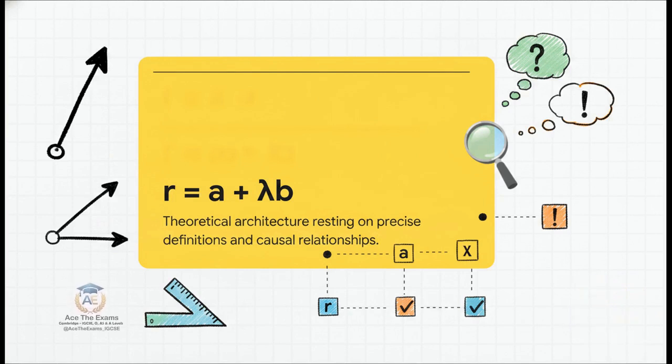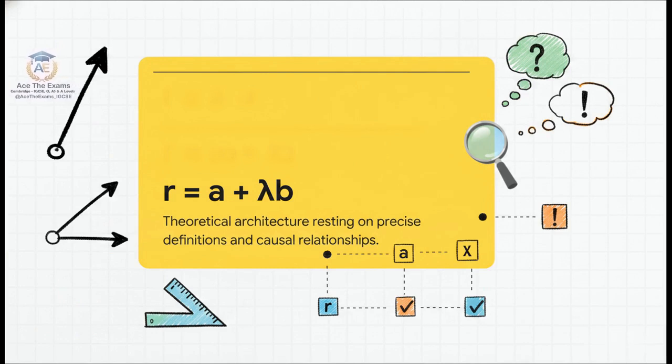At the foundation of this entire syllabus is the vector equation of a line, r equals a plus lambda b. Let's break that down. R is the general position vector of literally any point on the line. A is your anchor, the position vector of a specific known point on that line. Lambda is our scalar parameter, the multiplier, and B is the direction vector.